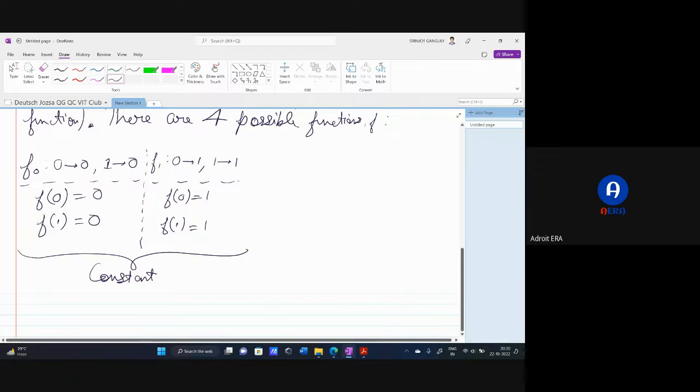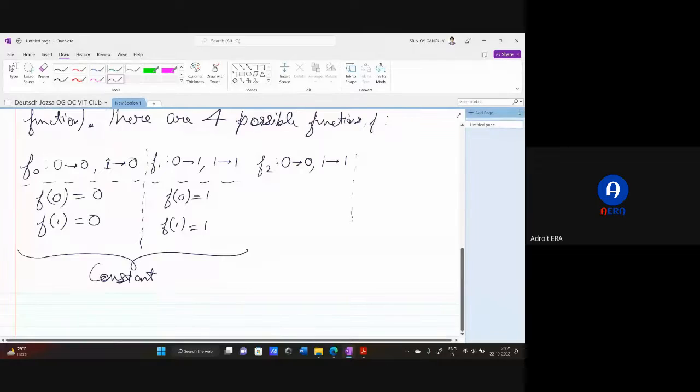Now let us take a look at the criteria of the balanced function. What will be the balanced function? F2. F2 will be 0 goes to 0. That means 0 input, 0 output, 1 input, 1 output. So now with the input, the output is also changing, as you can see. Earlier in the constant, regardless of the inputs, the outputs are constant. Either it is 0 constant or 1 constant. But here you can see, when you have 0 input, you have 0 output. When you have 1 input, you have 1 output.